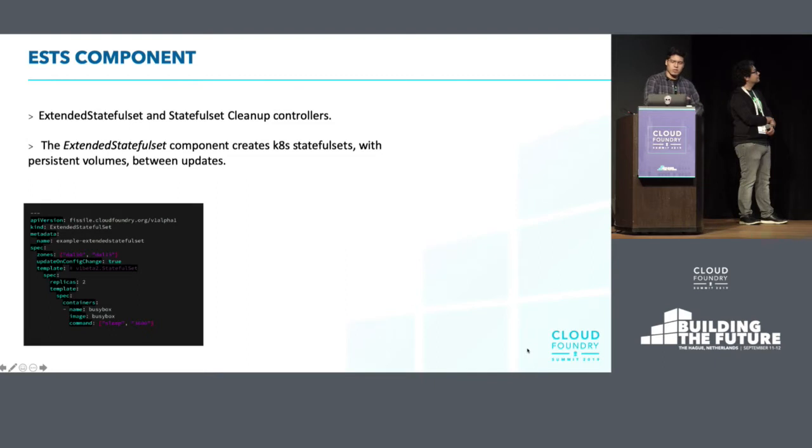As I say, just continue with me. It's a little bit too much, I know, but this is the last component. So this is the extended stateful set component, and it has 2 controllers. The way you could understand these extended stateful set controllers is as the ones that will translate your BOSH instance groups into Kubernetes stateful sets.